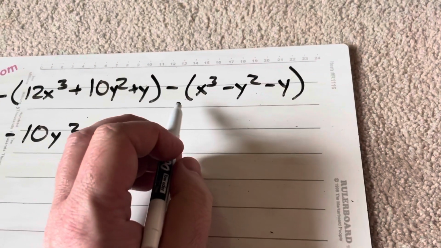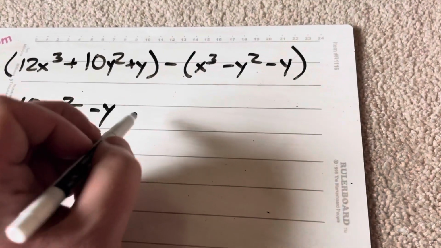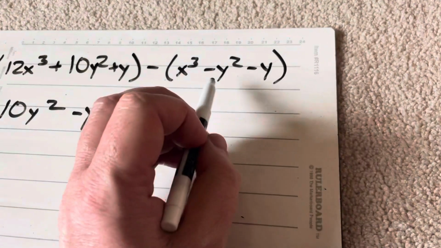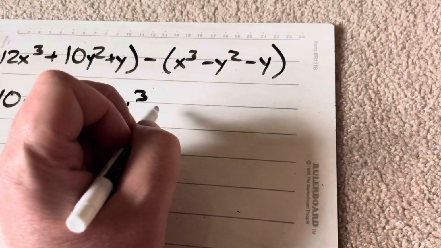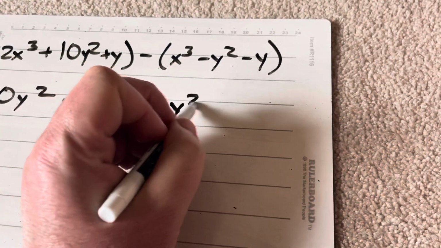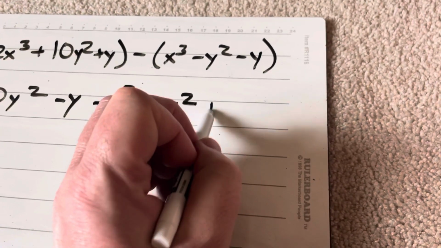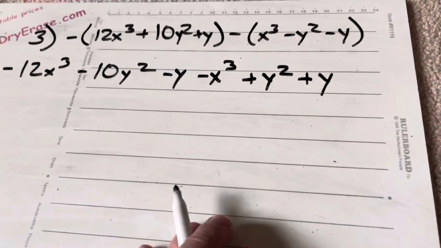This is also a negative, so a negative times a positive x to the power of 3 is going to be a negative x to the power of 3. A negative 1 times a negative y squared is going to be a plus y squared. And a negative 1 times a negative y is going to be a plus y.